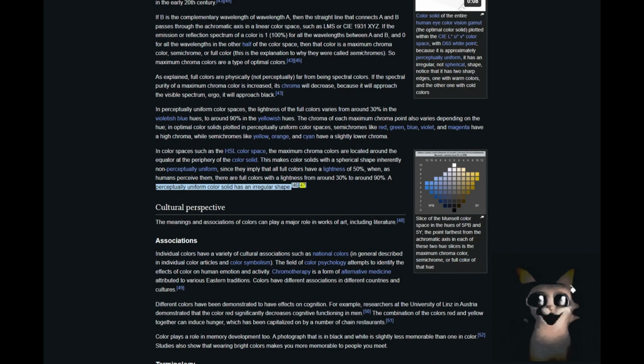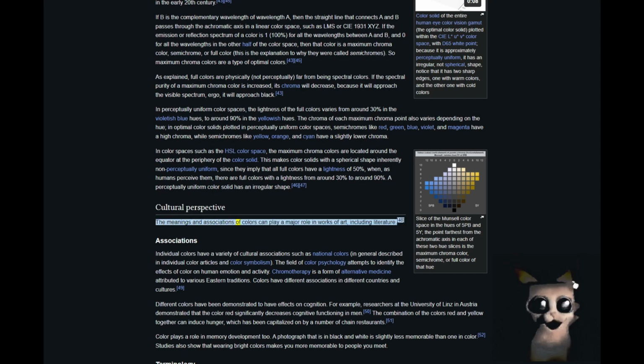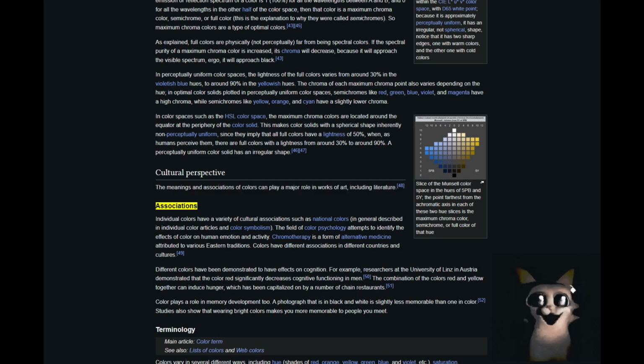46-47. Cultural perspective. The meanings and associations of colors can play a major role in works of art, including literature. 48. Associations. Individual colors have a variety of cultural associations such as national colors, in general described in individual color articles and color symbolism. The field of color psychology attempts to identify the effects of color on human emotion and activity.